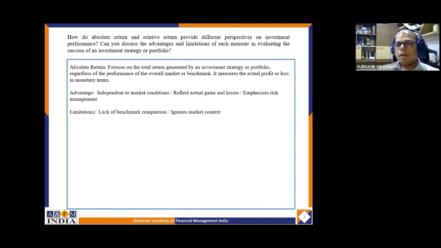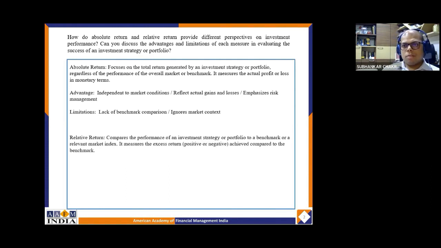And that is the reason why we consider that to be a limitation of absolute return, because इसको benchmark से compare नहीं करता है और market context को ये ignore करता है. So those are the limitations of absolute return. Now that's the reason perhaps we use relative return.